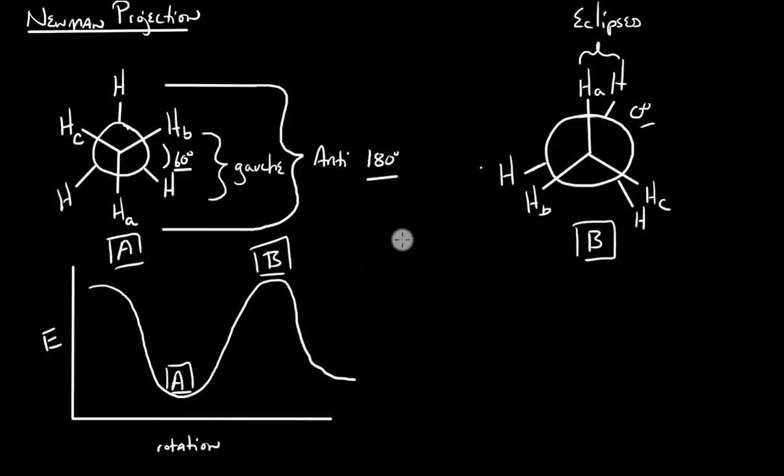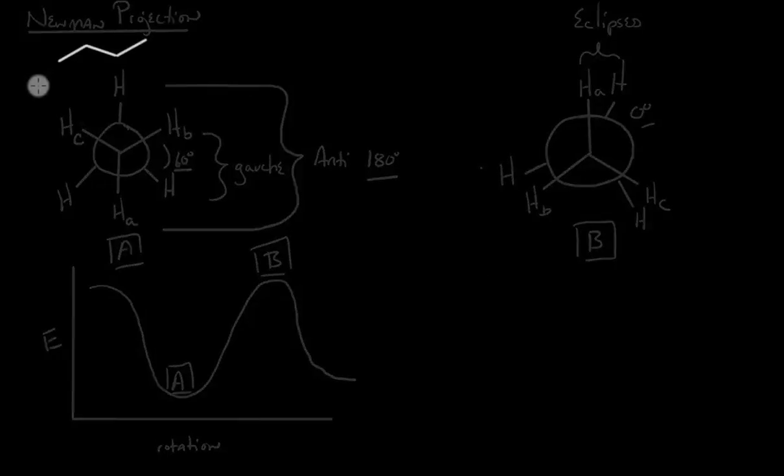So let's do another example that's a little bit more complicated and a little bit more interesting. Let's take this butane molecule, and let's go ahead and take our little eyeball and draw a Newman projection from this perspective, where we have the eyeball looking from carbon 2 to carbon 3. So pause the video, see if you can draw out a Newman projection for this.